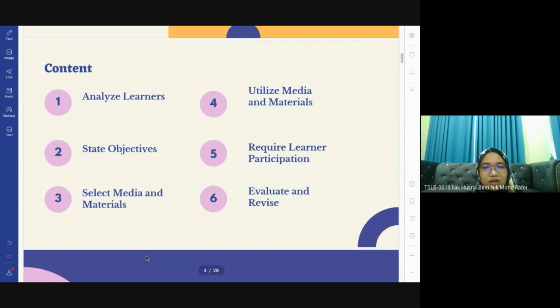So the content of Ashura model, there are 6 steps in Ashura model. The first step is analyze learners. The second step is state objectives. The third step is select media and materials. The fourth step is utilize media and materials. The fifth step is require learner participation, and the last step for Ashura model is evaluate and revise.